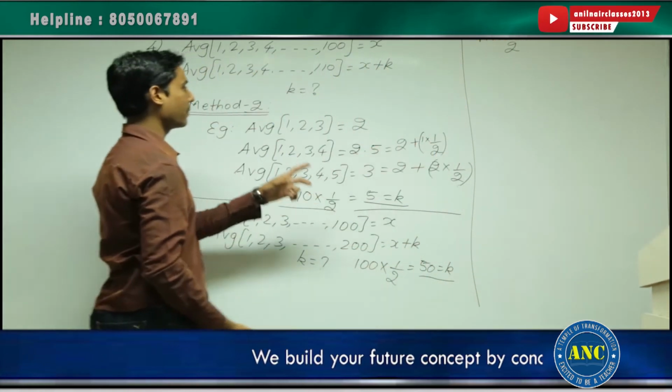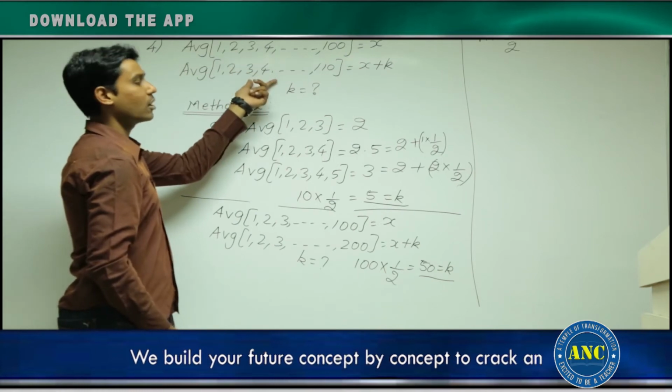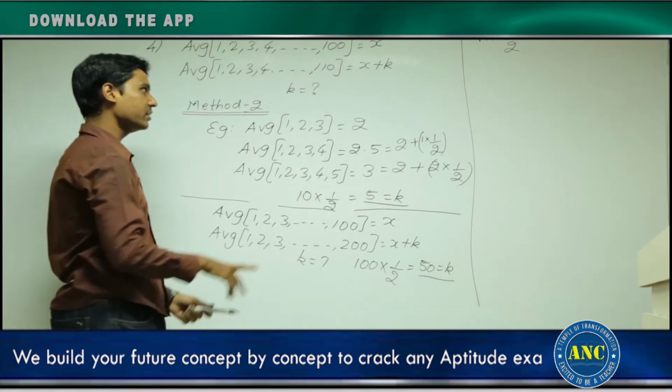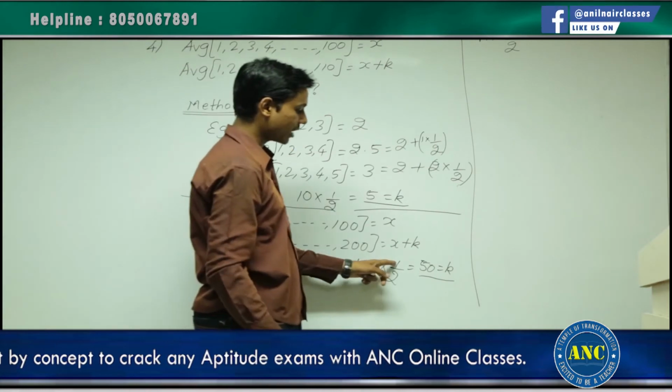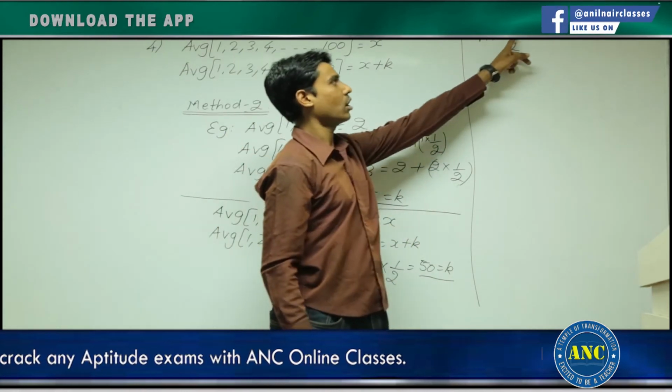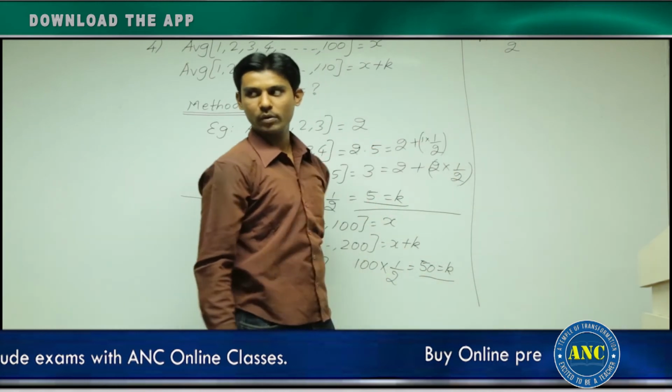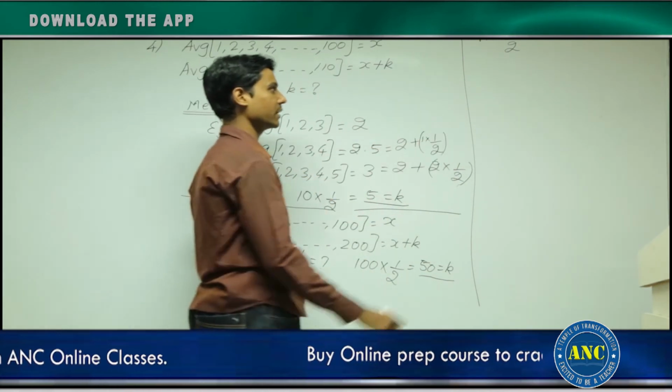This d is nothing but the common difference between the terms in arithmetic progression. In these two examples, the common difference happened to be 1. Therefore, it is coming as 1 by 2. It is not 1 by 2 always. It is n into d by 2, where d is the common difference between the terms in arithmetic progression.